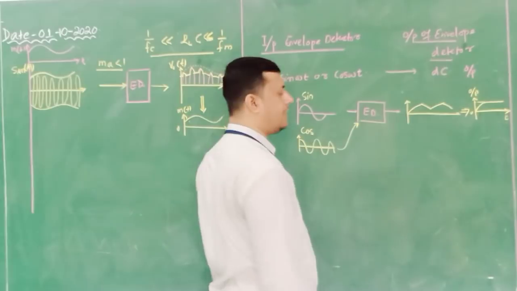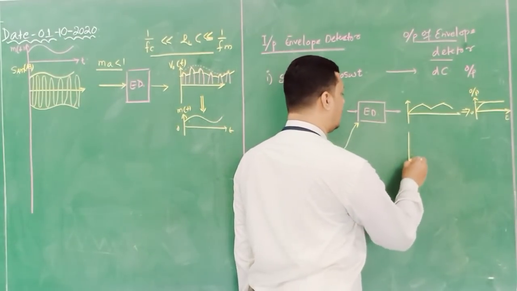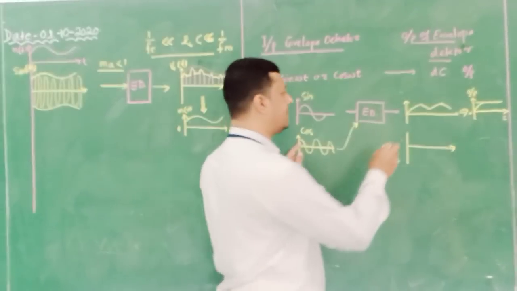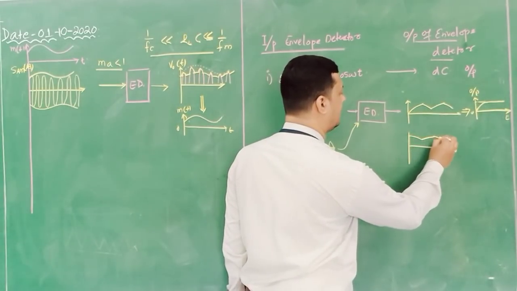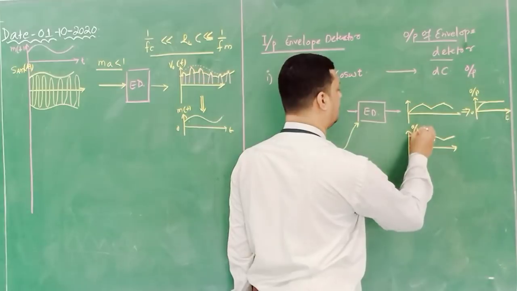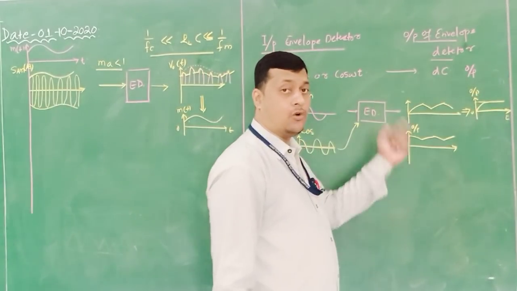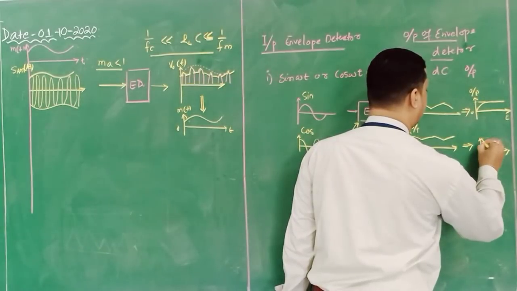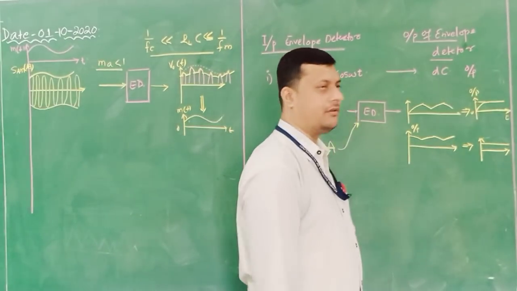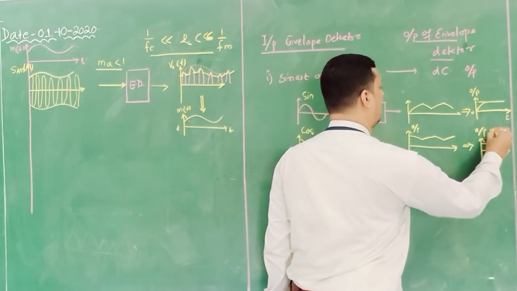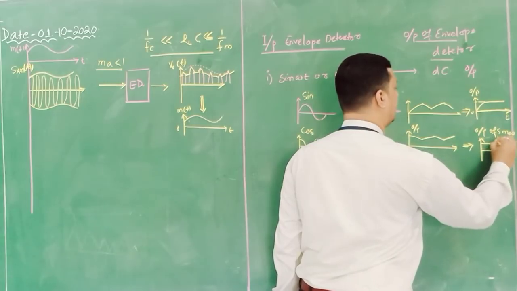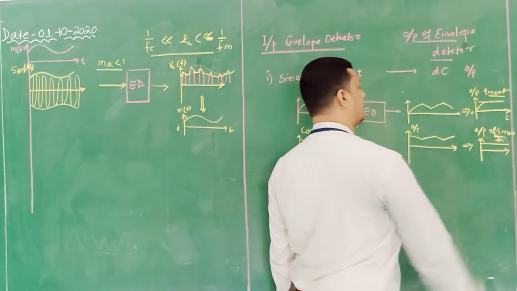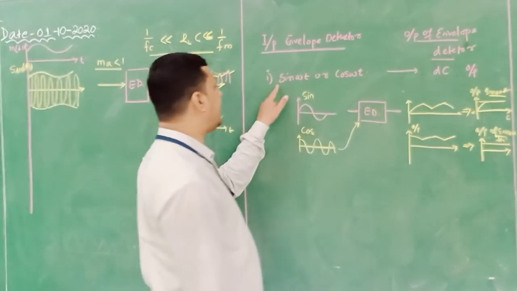If it is provided to the envelope detector, since it is starting from this, your output will look like this. Okay, so this is your output of the envelope detector. And the output of the smoothing filter will be a DC. So simple, it is a DC output. So this is the output of the smoothing filter. Okay, so these are the cases for sine and cosine.